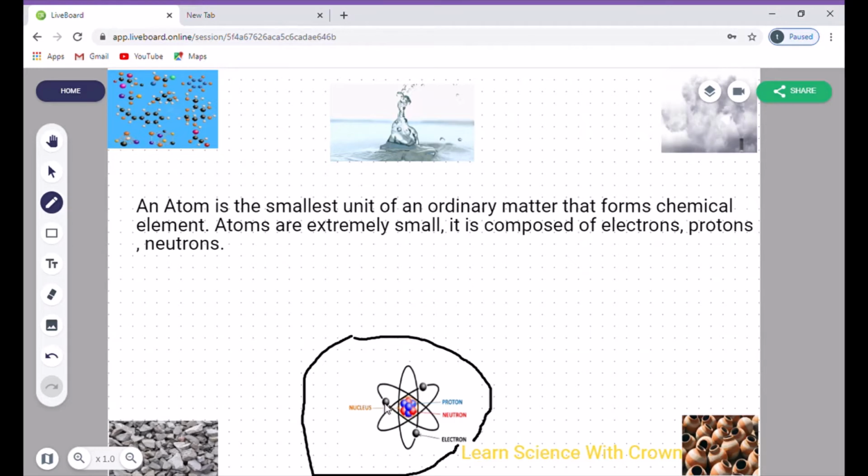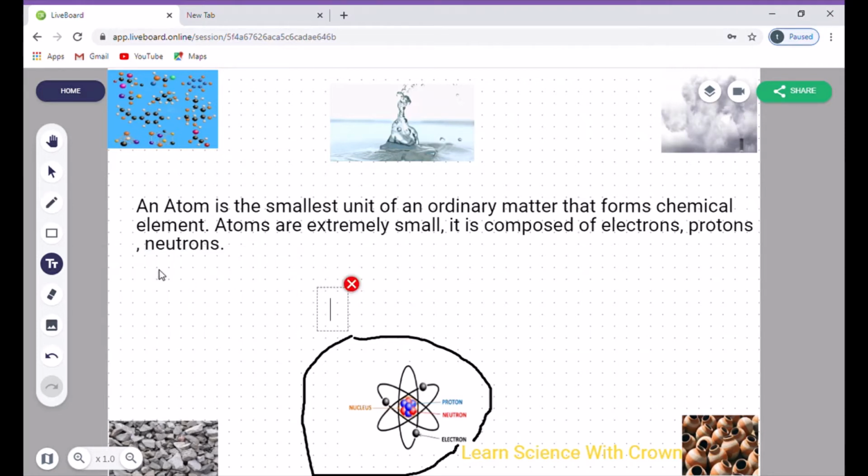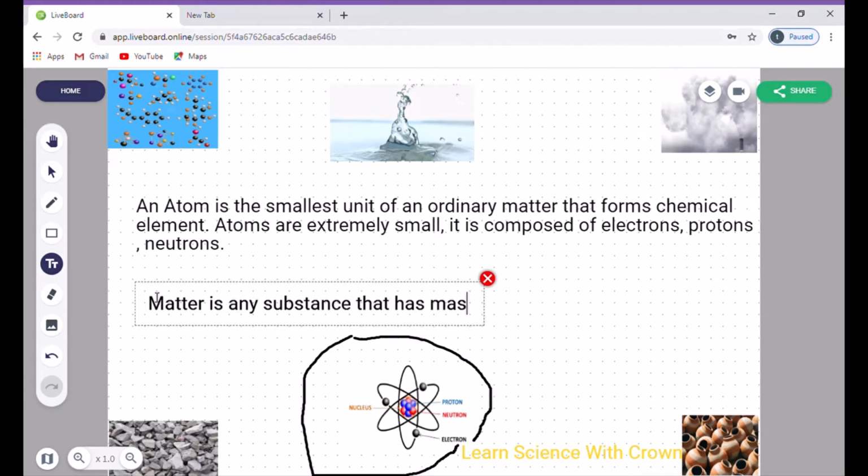On bing.com. So again, what's a matter? A matter is any substance that has mass and occupies space. Matter is any substance that has mass and occupies space. So a matter is any substance that has mass and occupies a space.